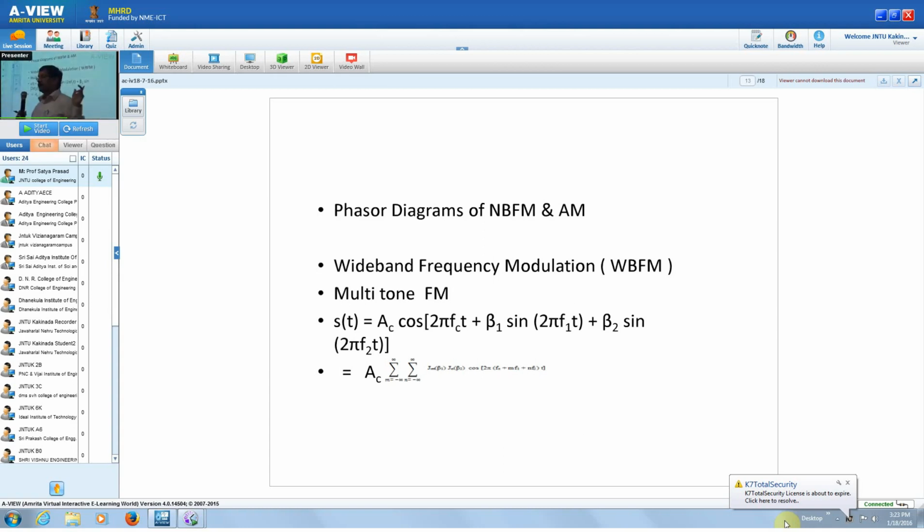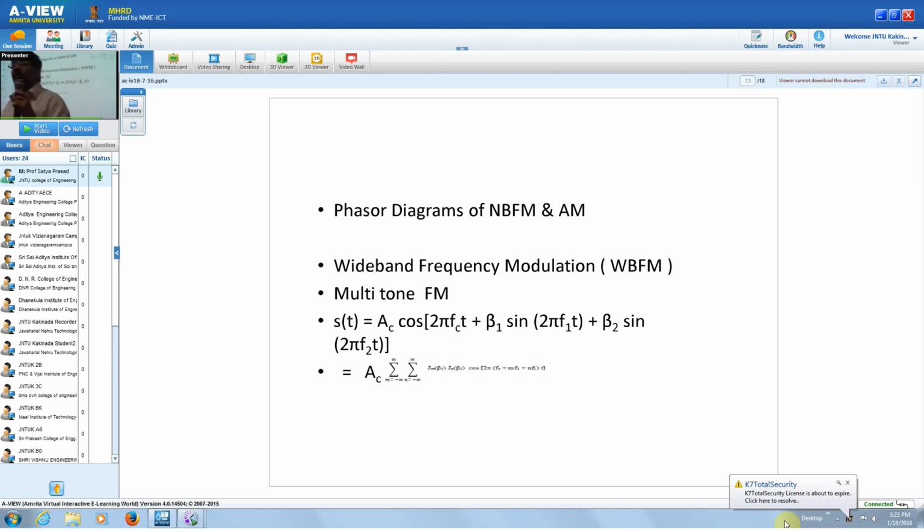So we'll be going for that one to give you a wideband FM signal. In the case of AM, we said that if you have M of t, M1 of t is having two spectral lines, M2 of t is having one spectral line. If you have a DSP signal, that output will be having 6 spectral lines. It is linear.